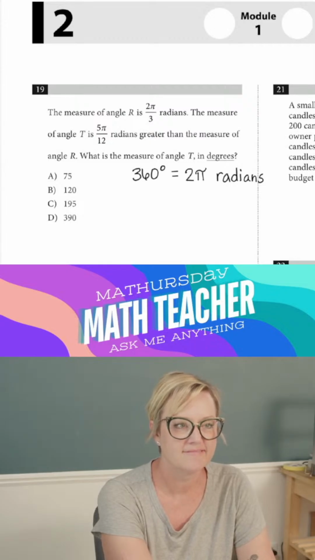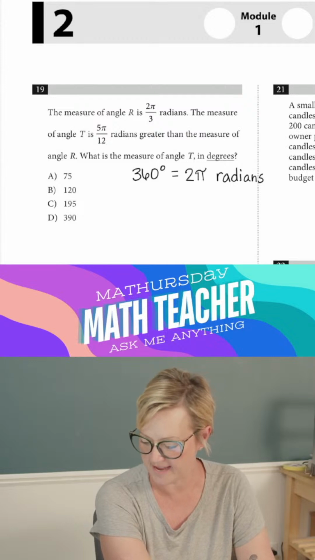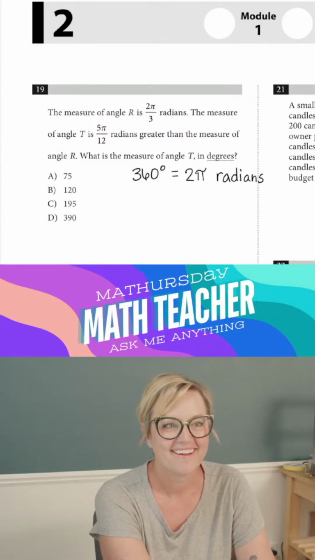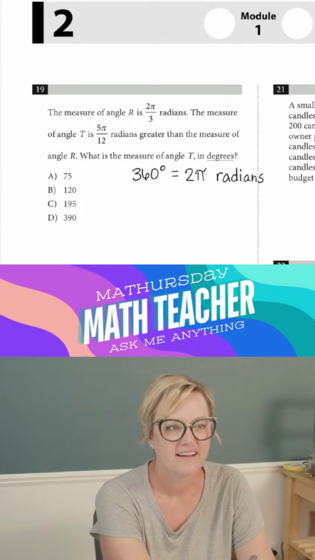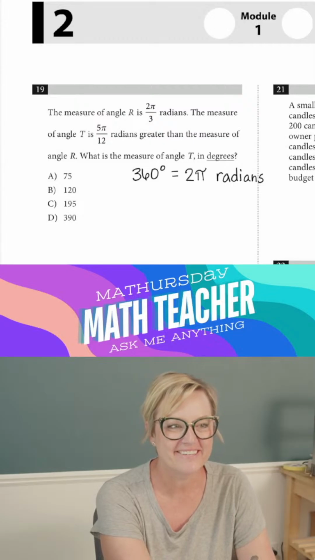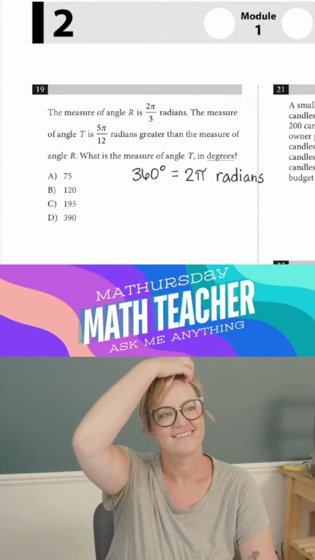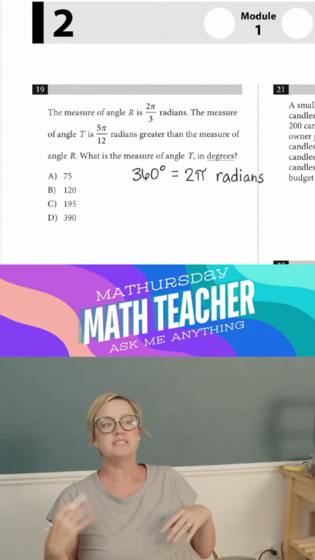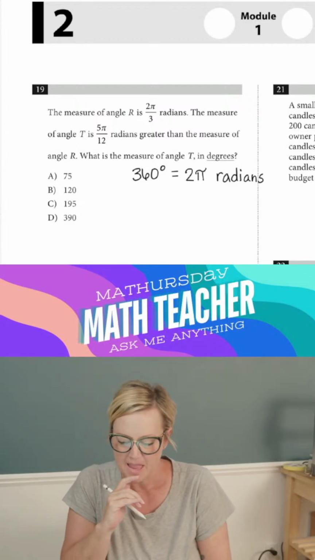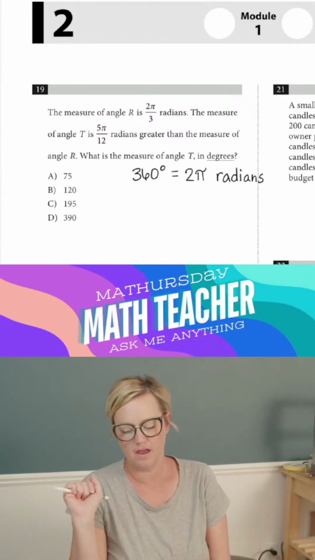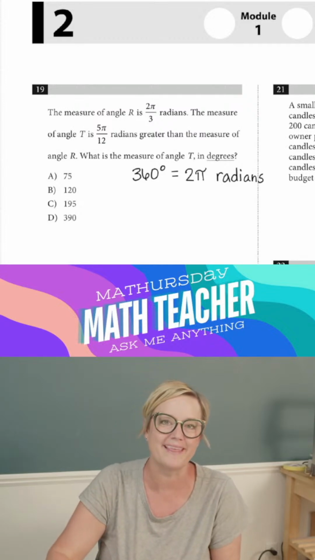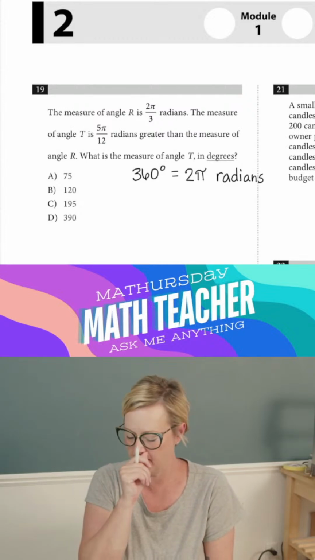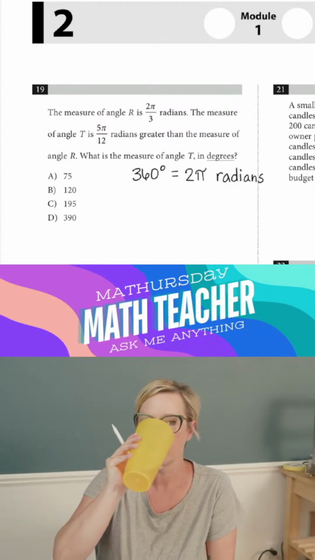ACT still exists. SAT still exists. This is right from the SAT. Thanks, Sophia. Thanks for joining. So yeah, 360 degrees is 2 pi radians, which means 180 degrees is 1 pi radians. I usually end up using the 180 and pi, but this is what they give you on the SAT.